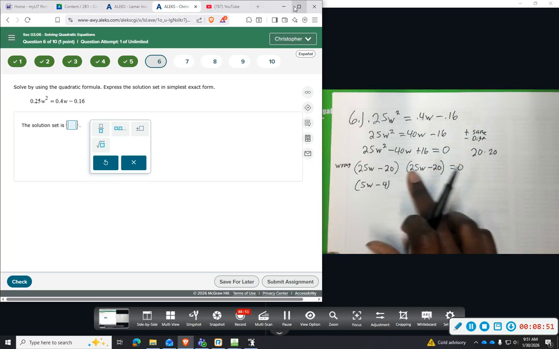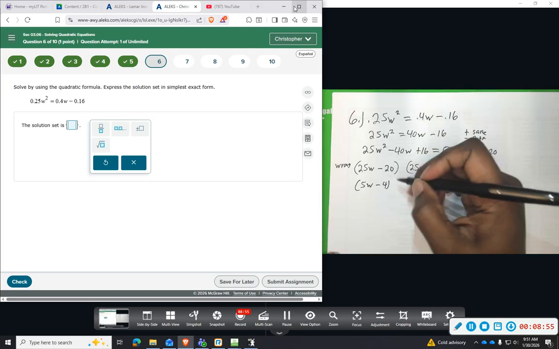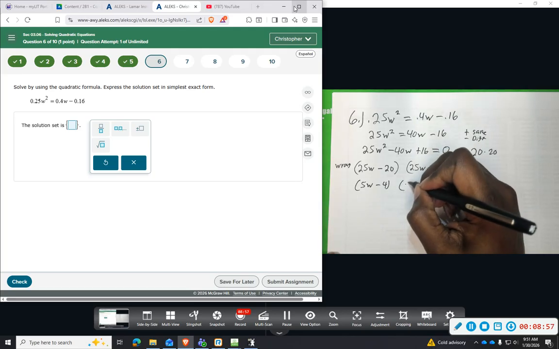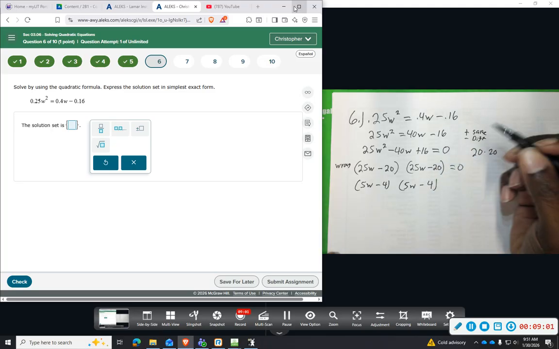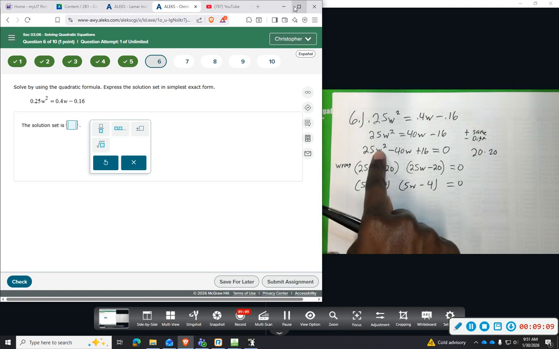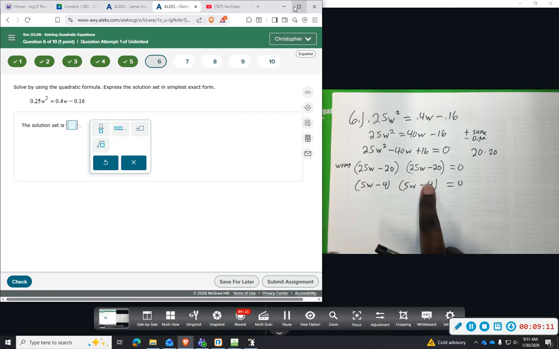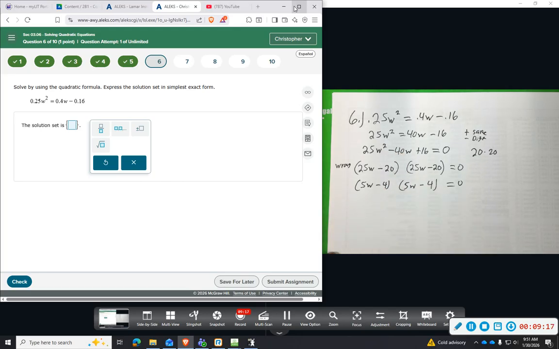If I can divide something out, I'm going to do that here. So I'm looking at these numbers, and again, they're both divisible by 5. Okay, so this would be our factored form. You can multiply and fold this back together and check. 5w and 5w give you the 25w squared. 5 and 4 gives you a negative 20w, and you get another negative 20w, which gives you the 40w, and 4 times 4 will give you the positive 16.